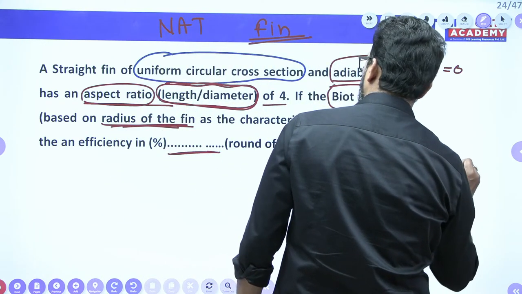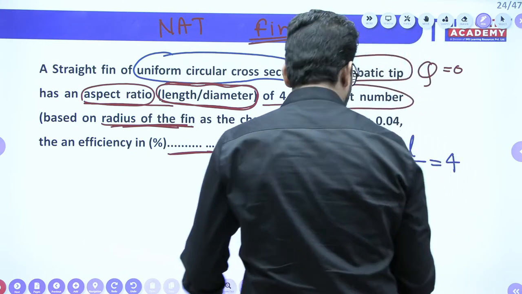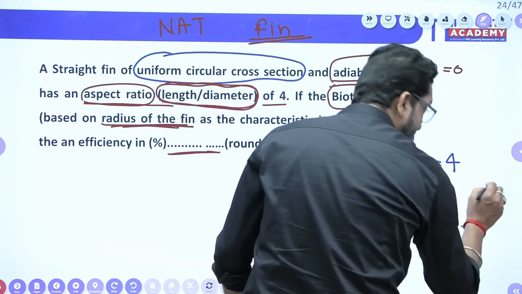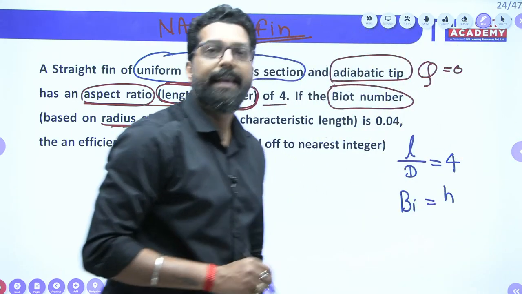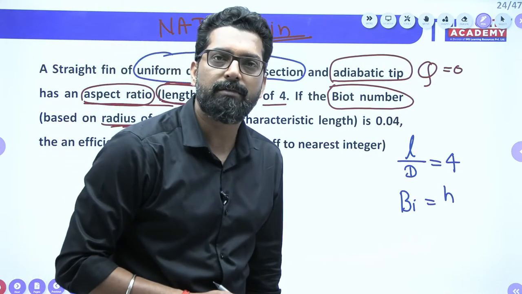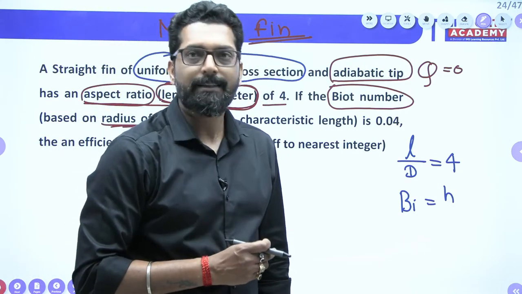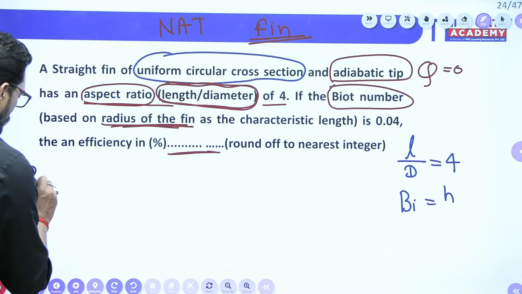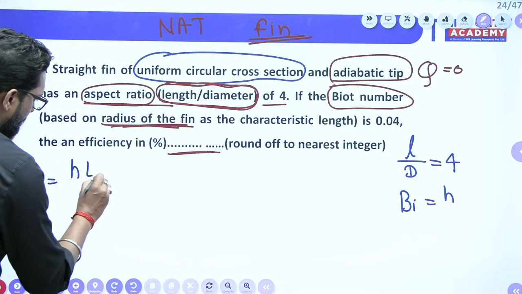It is given 4, right? And Biot number is hLc upon k. What is k? k is the thermal conductivity of the body. See, what is the Biot number? Biot number is hLc upon k.